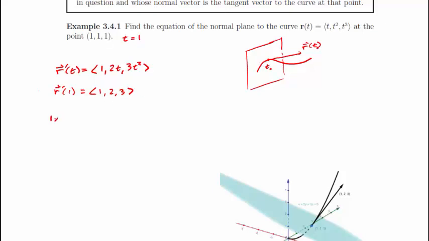So my plane is 1x plus 2y plus 3z equals some d value. We get the d value by plugging the point into this equation, because the point is on the plane, so it had better satisfy this equation. So we get 1 times 1 plus 2 times 1 plus 3 times 1 equals d, so d equals 6. So the equation of my plane is x plus 2y plus 3z equals 6.